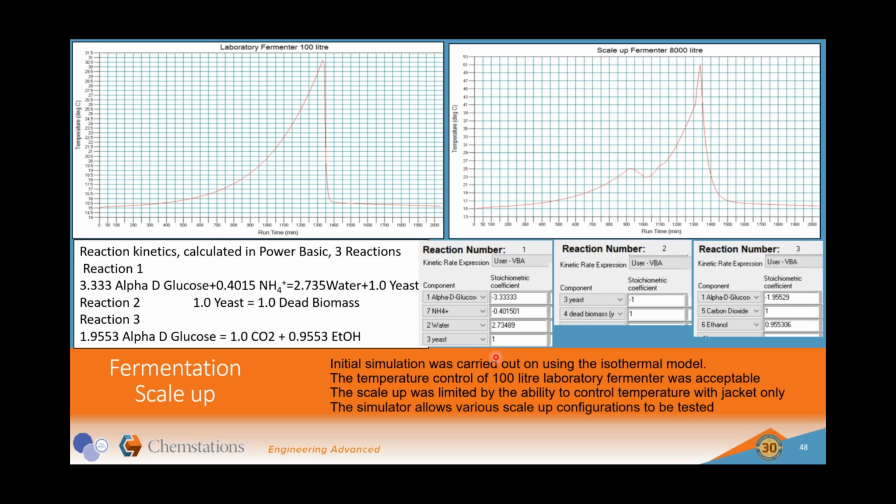And what I haven't really mentioned so far is that within the reactor unitop, you can do detailed reactions, multiple reactions. And this is the reaction that we were doing here. We had 3 reactions going on: alpha glucose, nitrogen, and that was going to water. Then we had yeast and dead biomass. And then finally we had the alpha glucose, carbon dioxide going to ethanol.